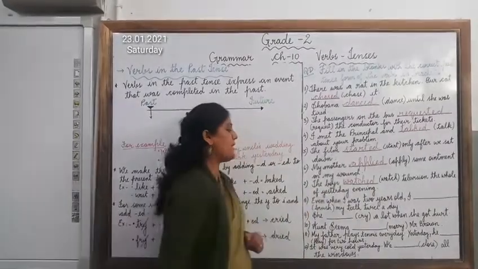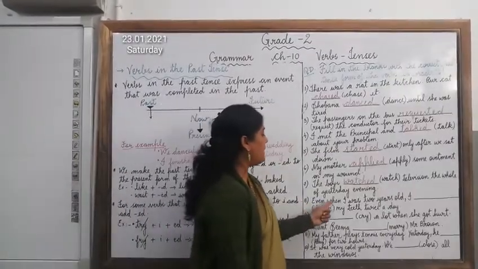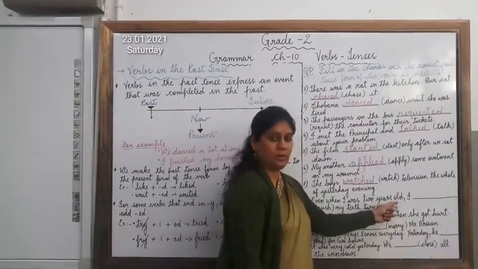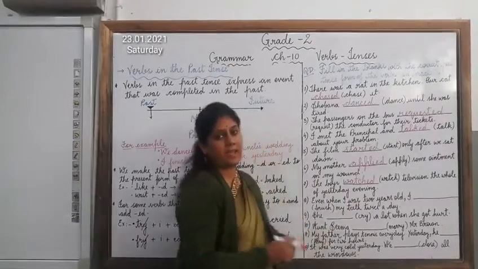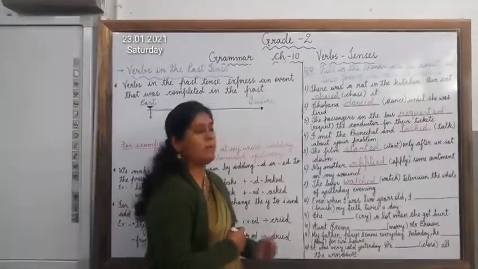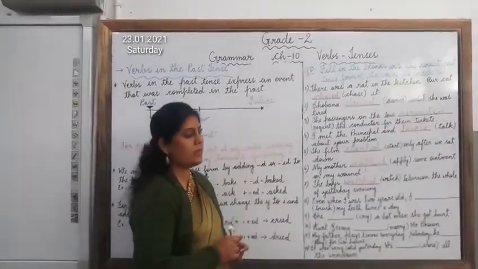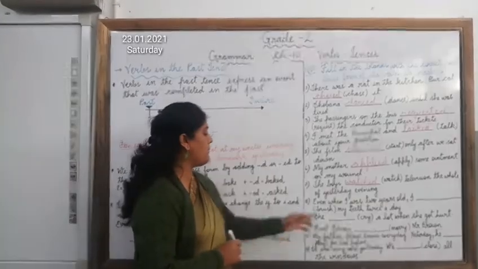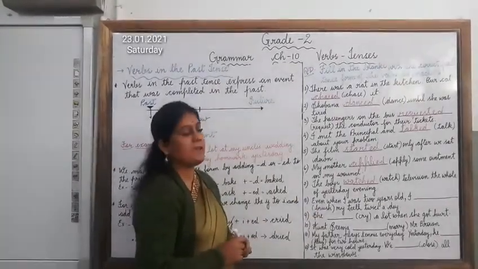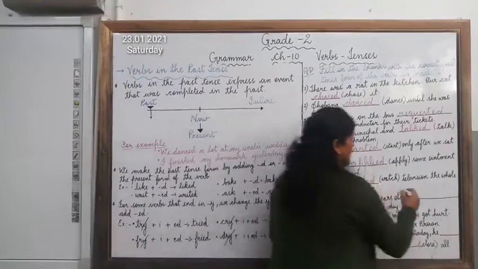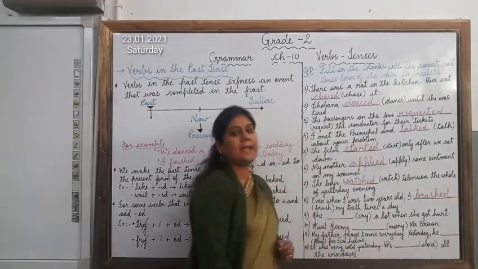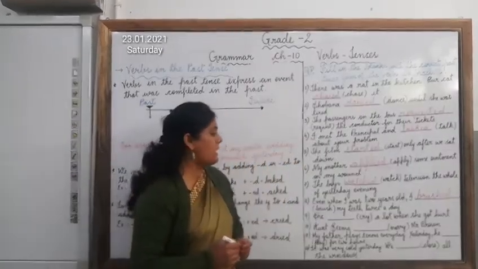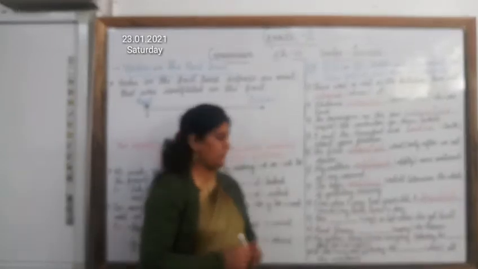Now the 8th question given to you is: even when I was 2 years old, I dash my teeth twice a day. Here the verb given to you is brush. What is the past form of the word brush? Yes, brush will become brushed. B-R-U-S-H-E-D, brushed. We will just add ed to the word brush, so it will become brushed.